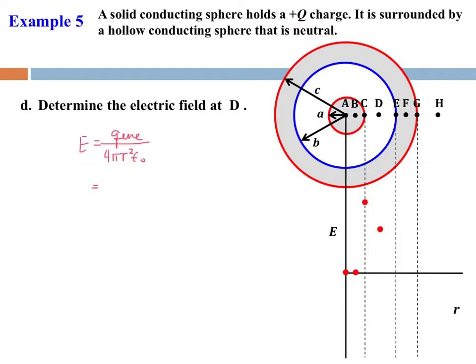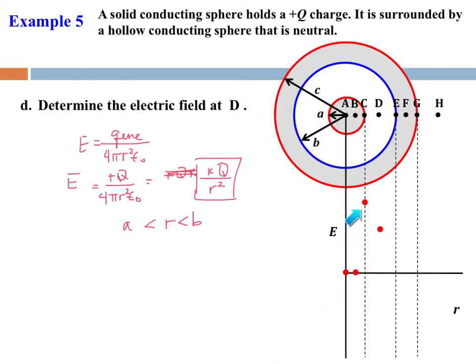Now at point D, we're outside of our surface, so our charge enclosed does not change. We still have a +Q charge. But our radius is now the radius of our new Gaussian surface, which is not A or B, but we'll call just R. Really, this should be KQ over R squared, where R is between A and B. Again, we know that the strength of that electric field is going to be less than what it was at point C.